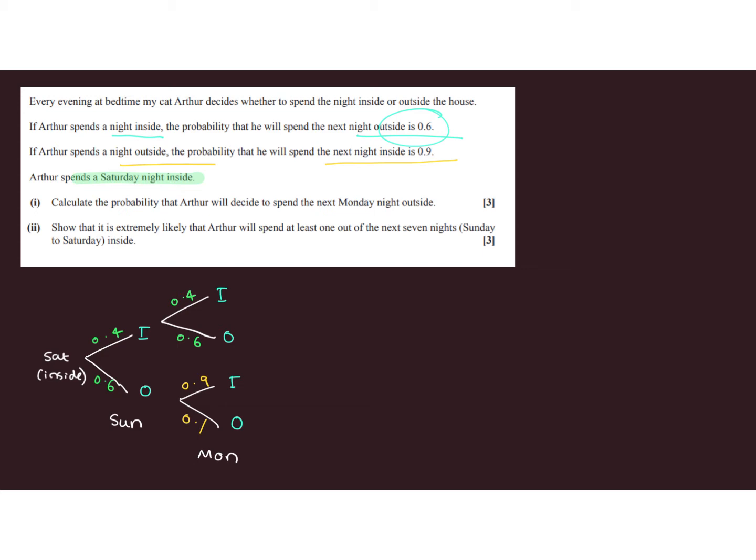We now have to calculate the probability that Arthur will decide to spend the next Monday night outside. So let's look at all the branches that allow us to get to Monday night being spent outside. Inside, outside, outside, outside. So the probability will be 0.4 multiplied by 0.6 plus 0.6 multiplied by 0.1, and that comes to a total of 0.3.